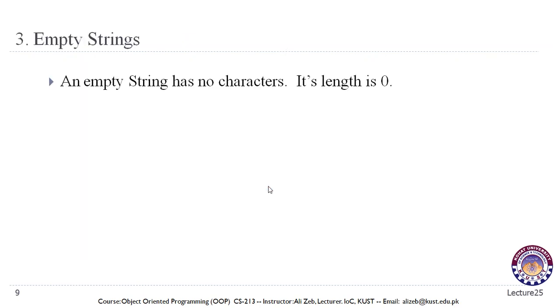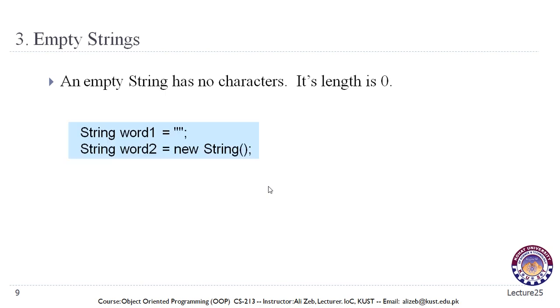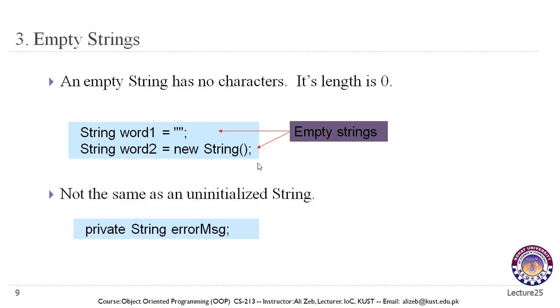Empty strings. An empty string has no characters. Its length is 0. For example, we can initialize an empty string like this or like this using the constructor. These are examples of empty string, not the same as uninitialized string. We understand that the string value has null.